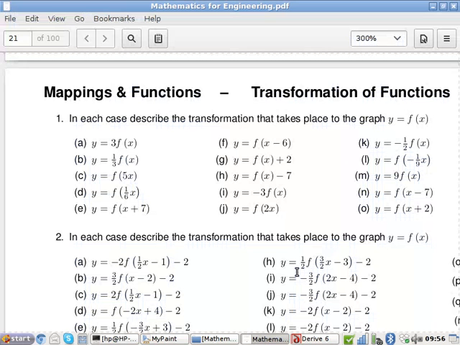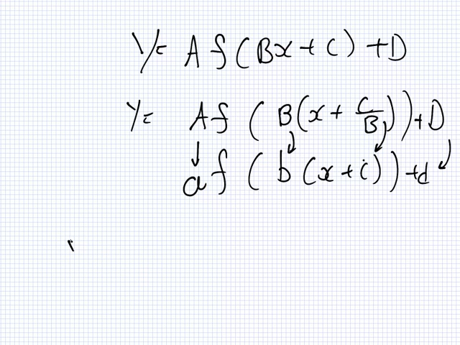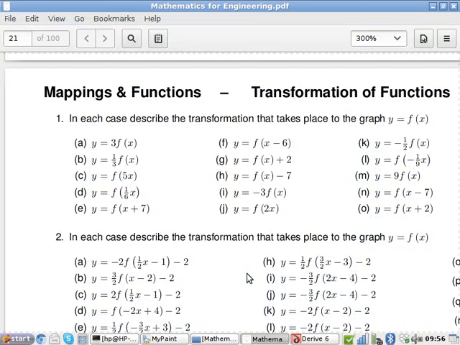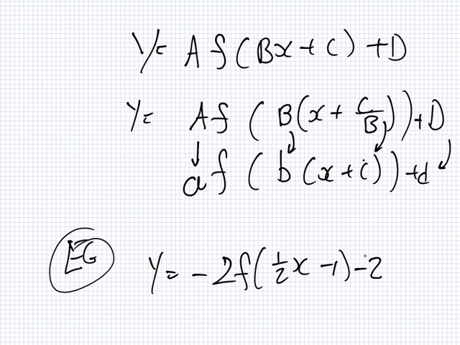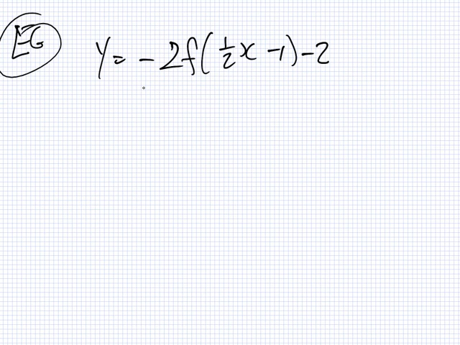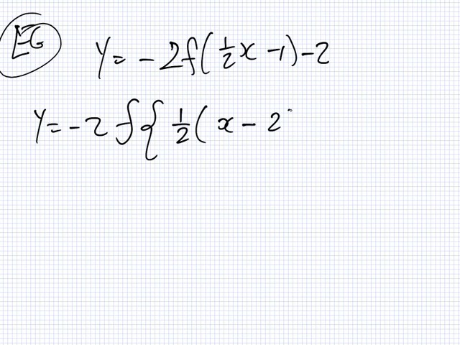So I'll show you an example. Example, y equals minus 2f(a half x minus 1) minus 2. Got that? Yeah. So what do I need to do first here? What do I need to take out? A half, very good. And what am I left with? 2. Very good. Yeah?